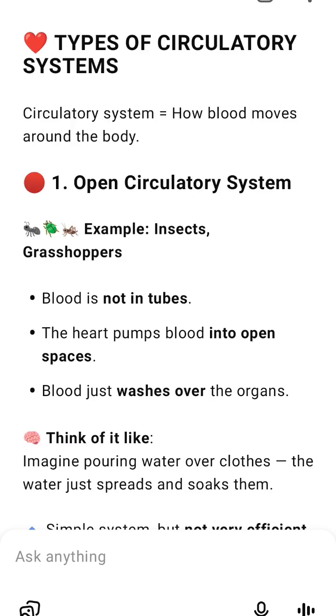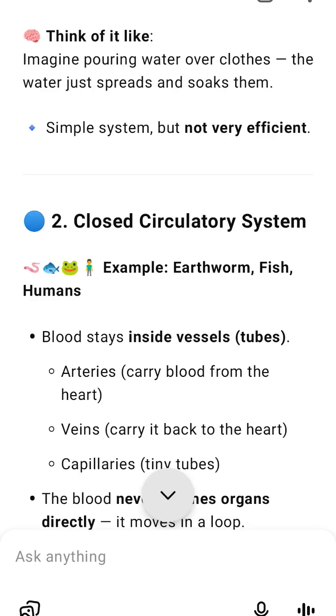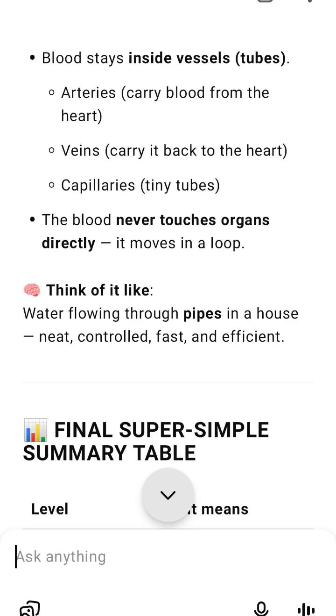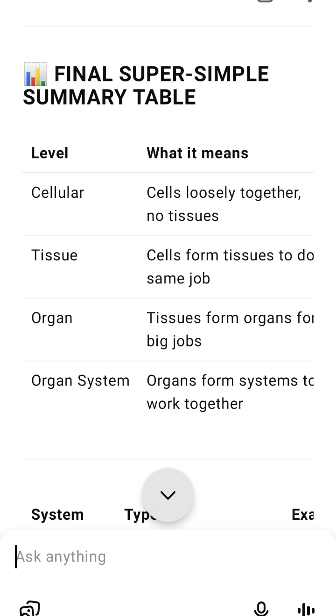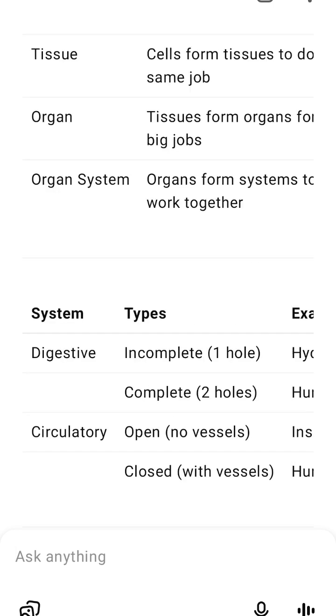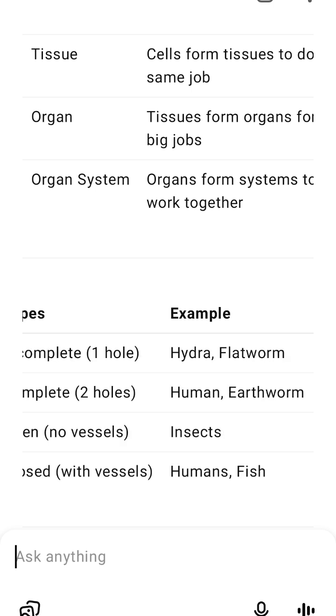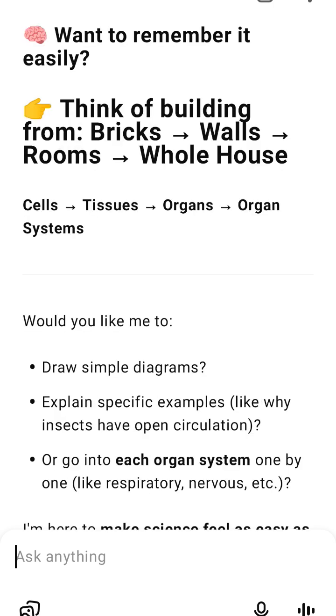4. Organ system level of organization. Most advanced: organs work together as a system. What it means: different organs join and work as a team to do complex tasks. These teams are called organ systems. Example, digestive system, circulatory system, nervous system. This gives animals better control, movement and survival. Examples: annelids, earthworms, arthropods, insects, mollusks, snails, echinoderms, starfish, chordates, fish, frogs, humans.